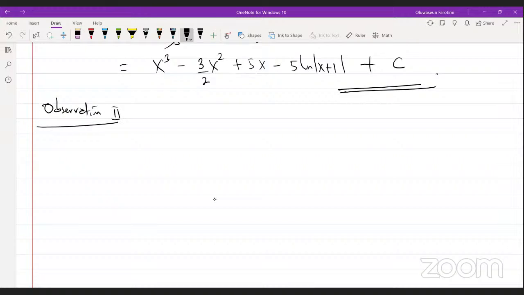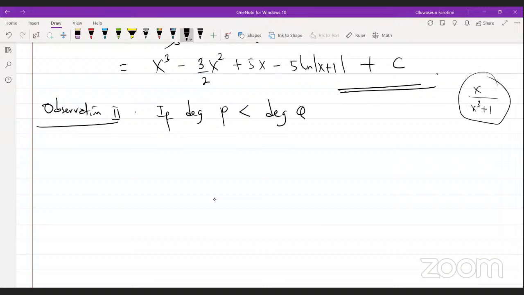Now we have another observation, which is the reverse of what we just did. Observation 2. What happens, guys, if the degree of the top is less than the degree of the bottom? Yes, it can happen. An example is when you have, let's say, x over x cubed plus 1. The degree on the top is just 1, and the degree of what you have on the bottom is 3. So it's clearly this case of observation 2.